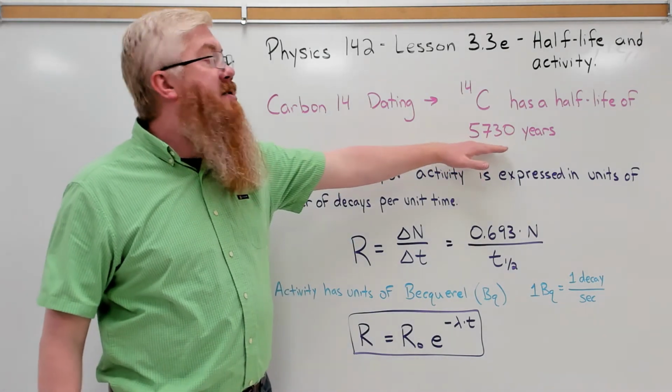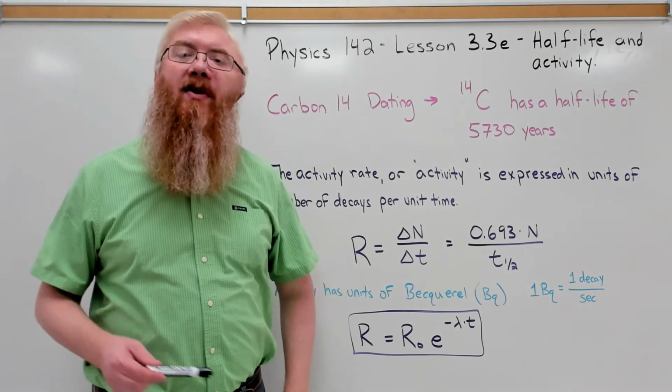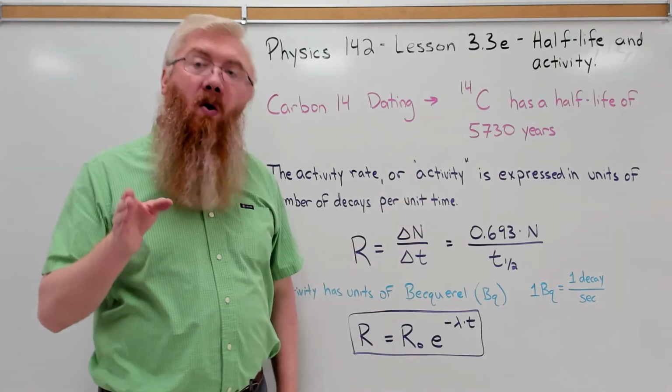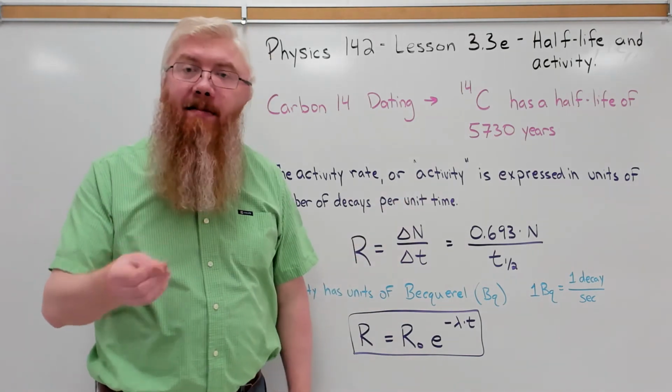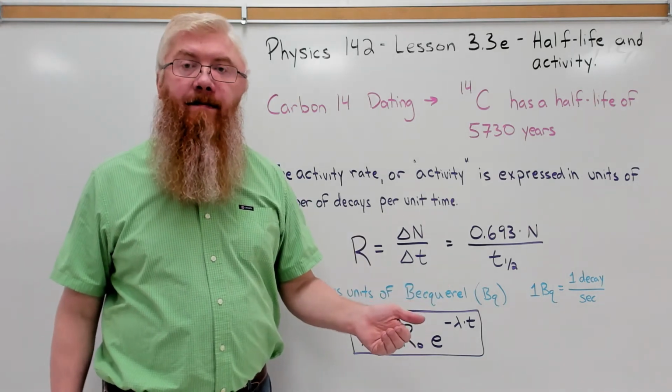Eventually, you can only go back so far. Carbon-14 dating with modern technology, I believe, goes back 30 to 40,000 years, which means that material older than 30 or 40,000 years cannot be dated via this method because too much carbon-14 has disappeared.